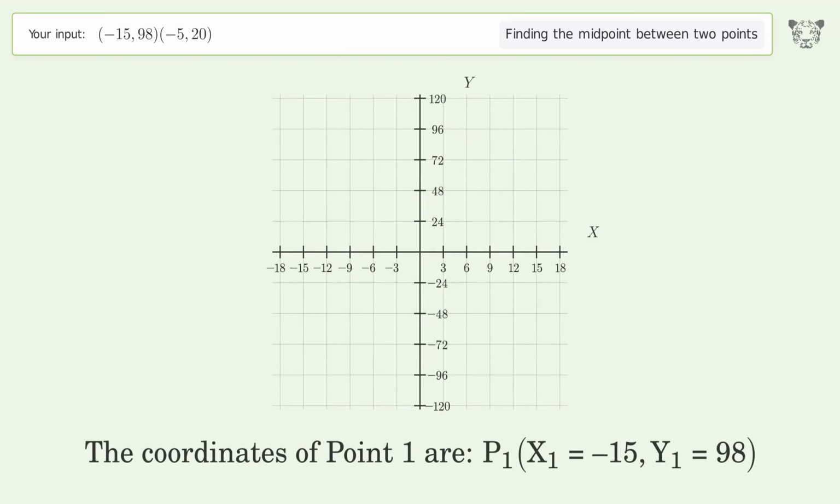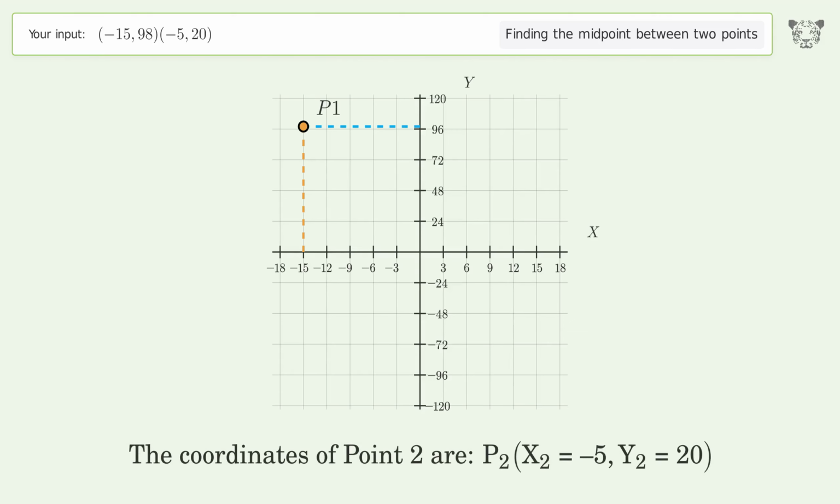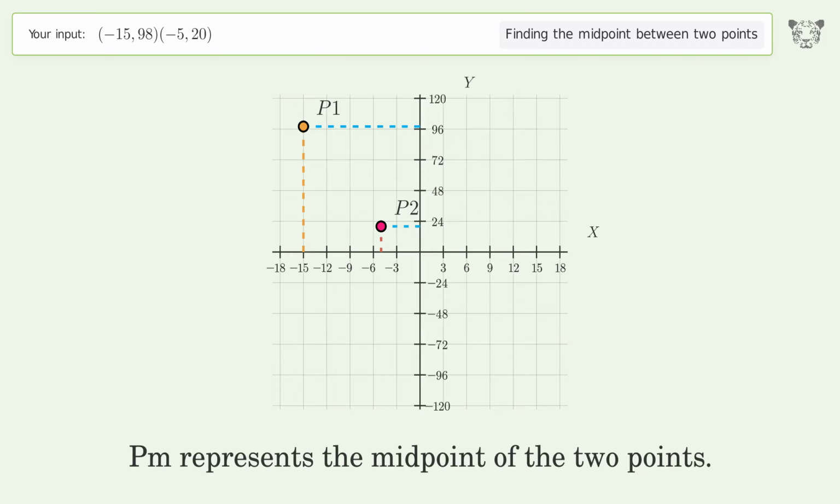The coordinates of point 1 are x1 equals -15, y1 equals 98. The coordinates of point 2 are x2 equals -5, y2 equals 20. PM represents the midpoint of the 2 points.